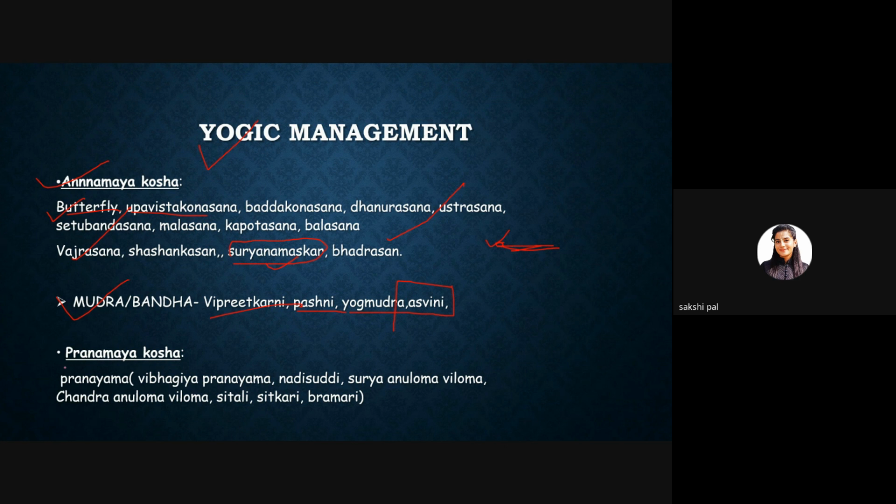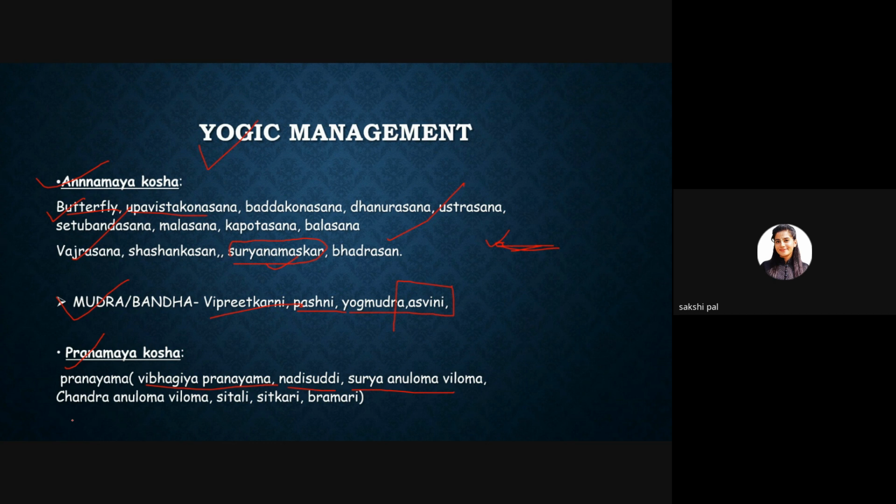Now, Pranamaya Kosha. As I told you before, in Pranamaya Kosha we will go for Nadi Shodhan, as Nadi Shodhan will open all your vessels and nerves, and can further lead you to release the problem and also the pain. Vibhagiya Pranayama, the sectional breathing, in Hindi it is called Vibhagiya Pranayama. Nadi Shuddhi, Surya Anuloma Viloma, as more heat will be there, it will release easily, all the flushes will release easily.